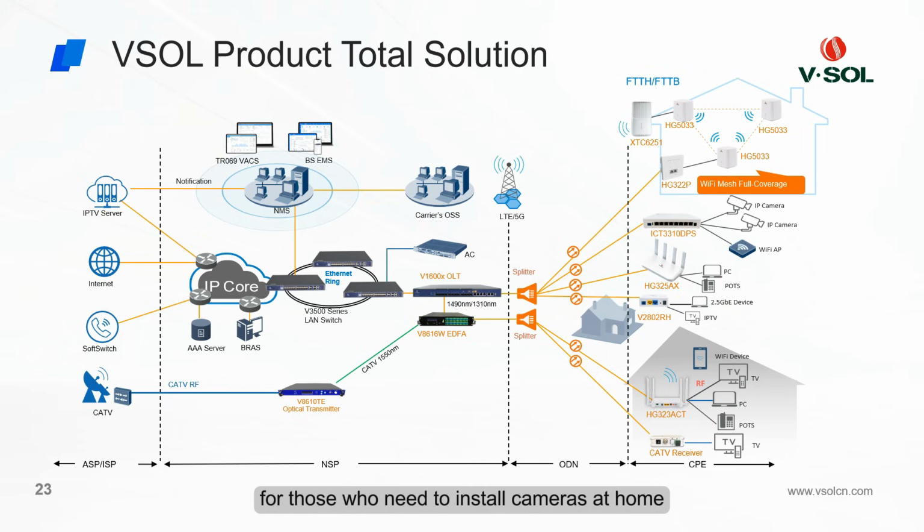For those who need to install cameras at home, they can use ICT3310 DPS to provide PoE power. Some households that require high bandwidth can use V2802RH, which provides a 2.5 Gbps network interface. In addition, on the OLT, the device is equipped with an in-band management IP, allowing the public network to manage the OLT and ONU through the VSOL management platform.